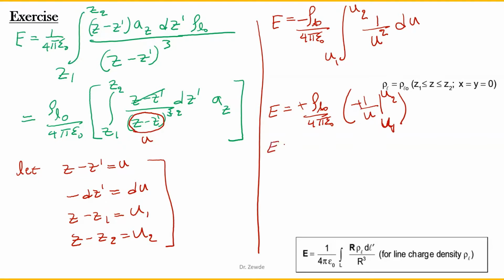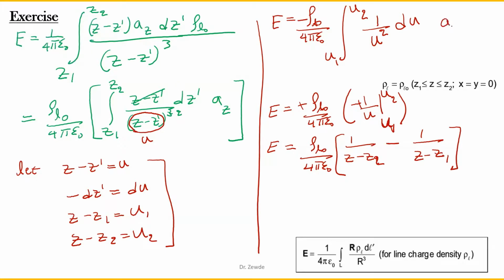So the electric field vector will be rho L naught over 4 pi epsilon naught times 1 over u2, where u2 is 1 over z minus z2, minus 1 over u1, which is 1 over z minus z1. And the unit vector is along the z axis. So this is the electric field vector along the z axis due to this finite line charge distribution. So the electric field along the z axis due to this finite charge distribution is given by this expression.